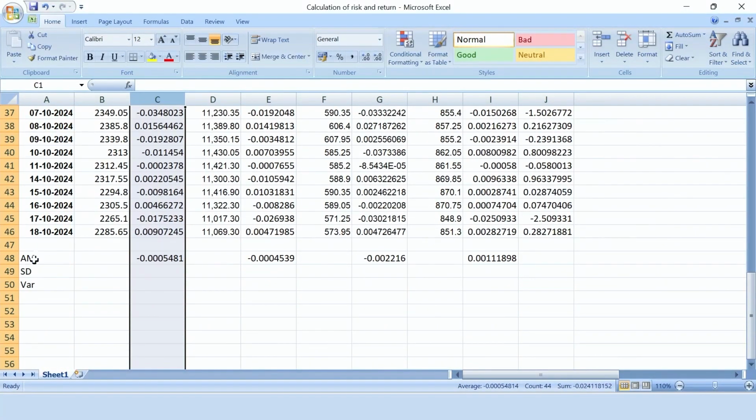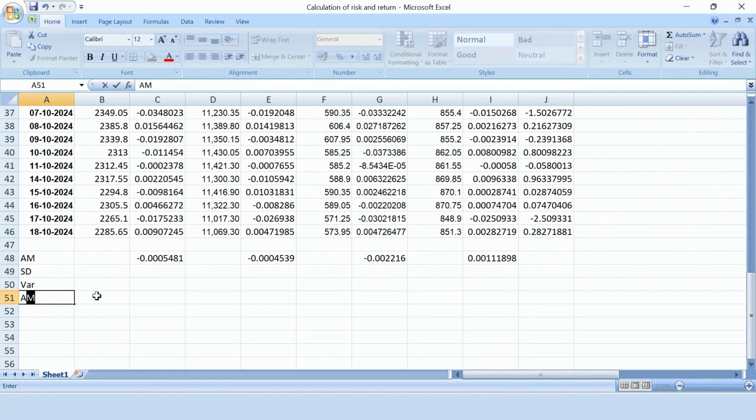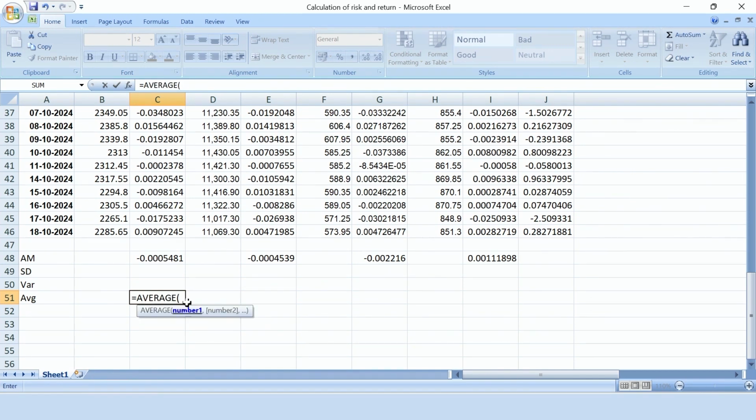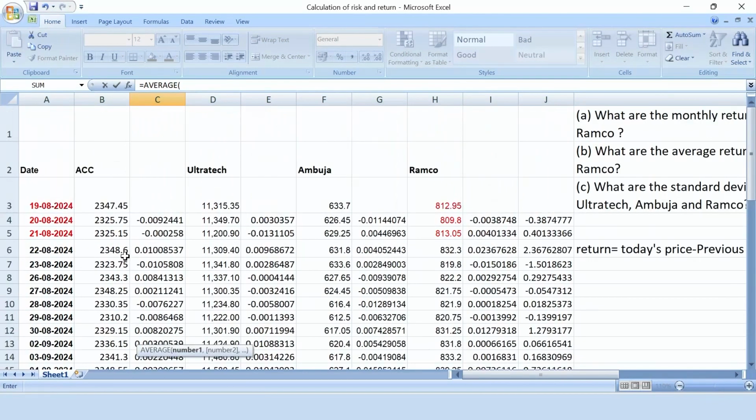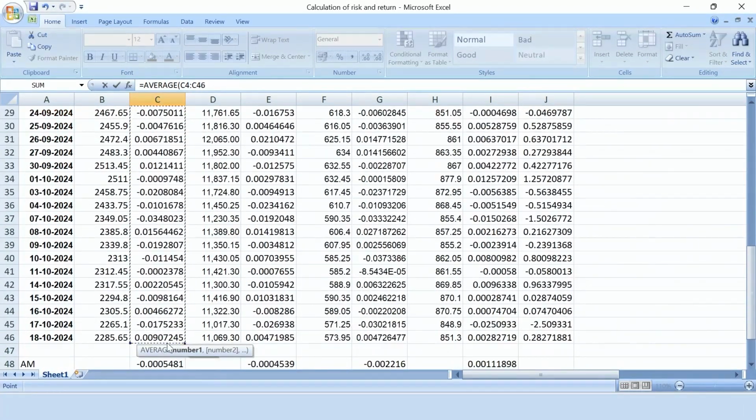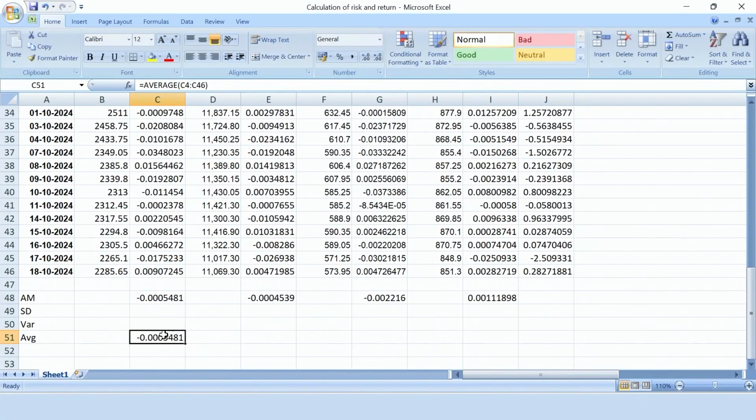Now I have to calculate the average return. Average return of ACC is equal to, we put equal to again, then simply type AV. When you type AV, you will get different formulas available. You take simply average, then go to this particular column again, simply drag this and press enter. You will get this average.